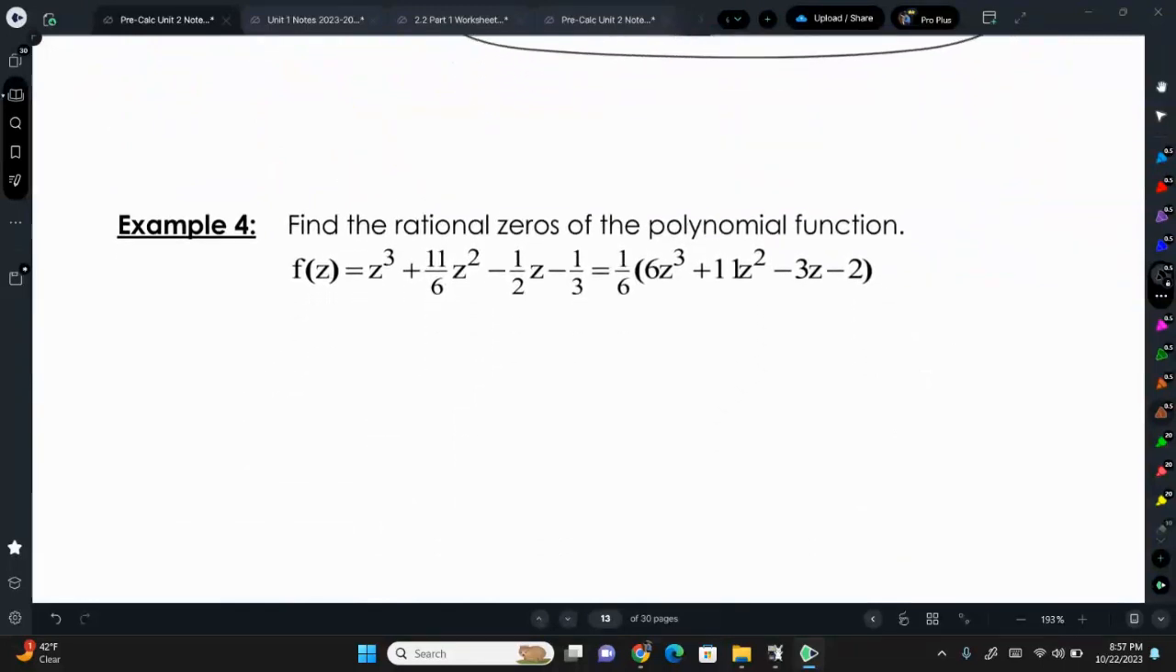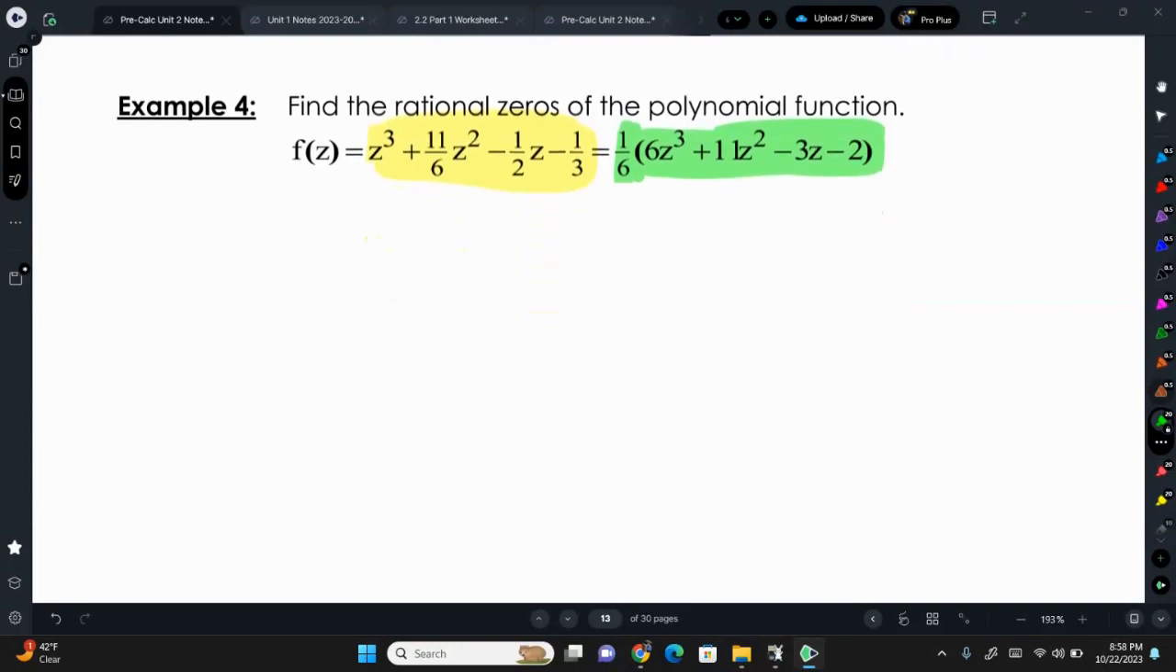All right, now example 4, what we have here is this function: z to the third plus 11 over 6 z squared minus 1/2 z minus 1/3. And then I wrote over here, well, if we factored out a 1/6, that would be like multiplying everything by 6. And you see that all of our coefficients are now nice integers instead of fractions that we have to deal with. So we can do stuff like that to make synthetic division easier.